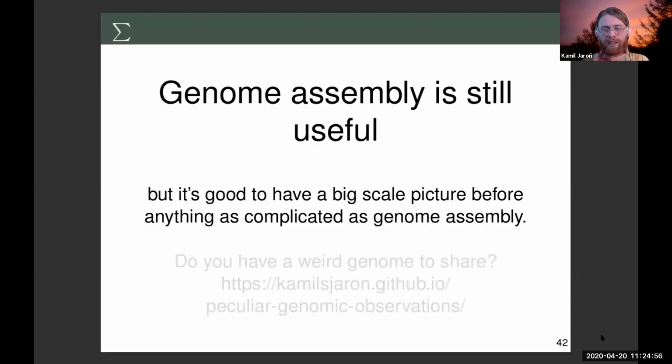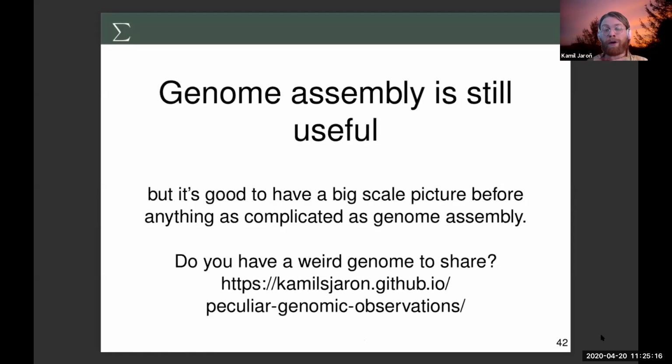So this is not to complain about genome assemblies. They are still useful and great, but the whole point is just to have a big-scale picture before anything as complicated as genome assembly. If you are interested in looking at weird genomes and have something to share, I'm running a database of peculiar genomic observations. If you would like to contribute, I would be super happy to incorporate it.